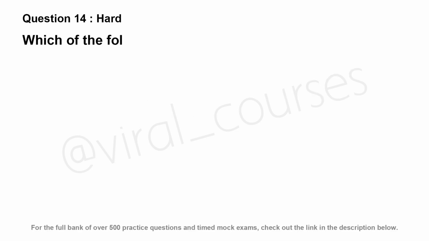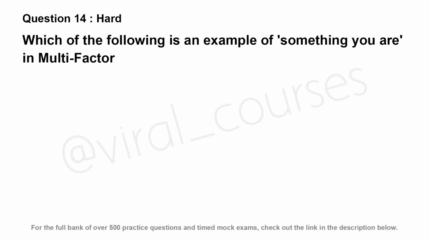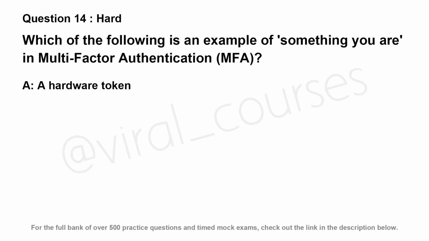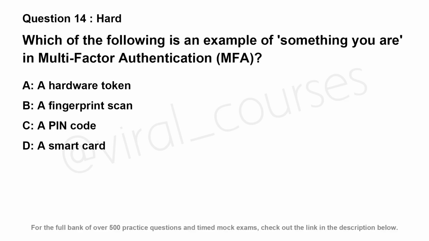Which of the following is an example of something you are in multi-factor authentication, MFA? Option A, a hardware token. Option B, a fingerprint scan. Option C, a PIN code. Option D, a smart card.